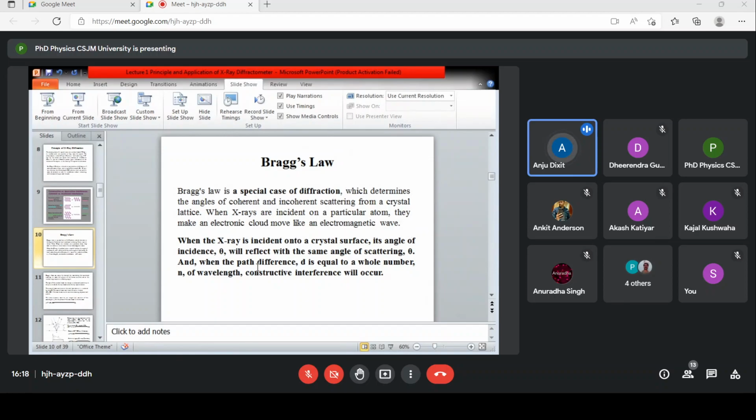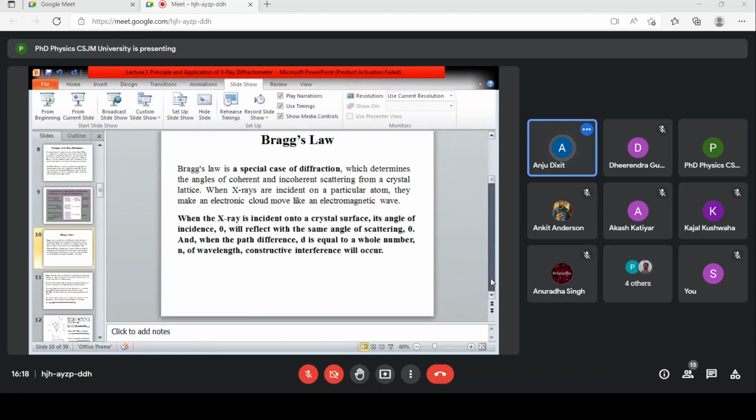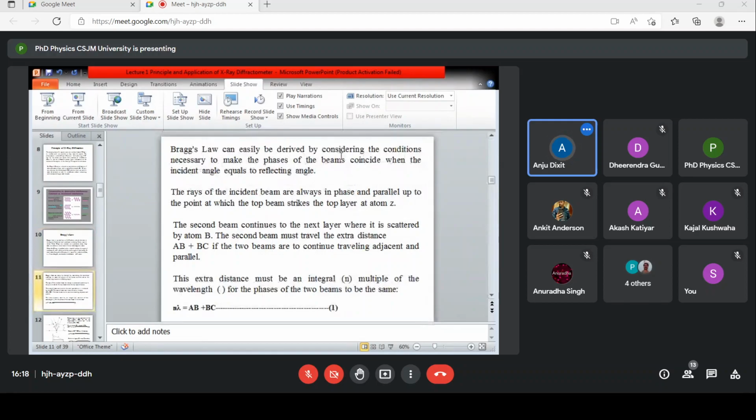So when the X-ray is incident on a crystal surface, its angle of incidence theta will reflect with the same angle of scattering theta. And then when the path difference d is equal to a whole number n of wavelengths, constructive interference will occur. So only when this condition is satisfied will constructive interference occur, and this will make the diffraction pattern. Bragg's law can easily be derived by considering the conditions necessary to make the phases of the beams coincide when the incident angle equals the reflecting angle.